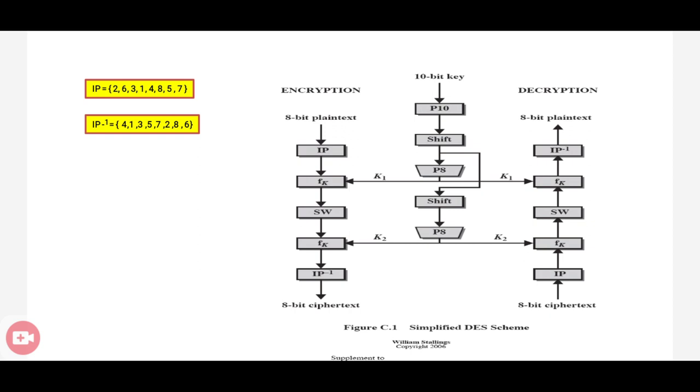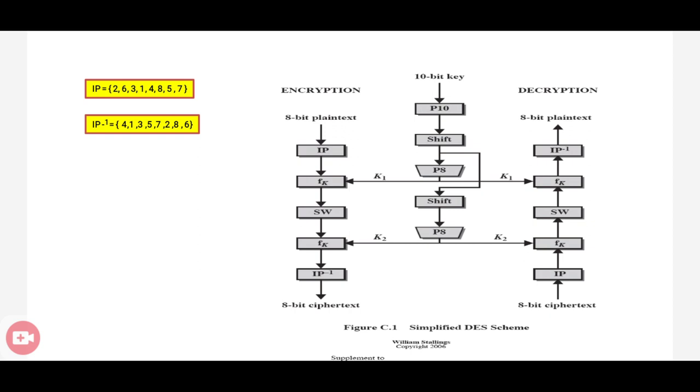Clear? So decryption is the reverse process of encryption. You can see the input is an 8-bit ciphertext. First is the inverse of IP inverse, which is IP itself, then Fk, the switch function, then Fk. The last step is the inverse of IP in encryption, which is IP inverse. Then it generates the 8-bit plain text. Clear? This is the decryption procedure.